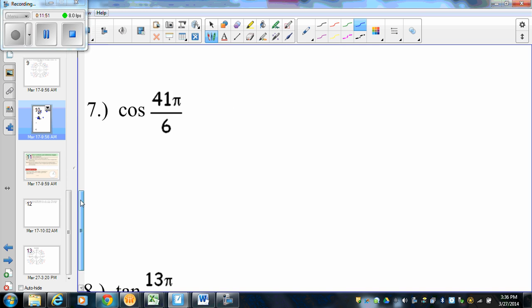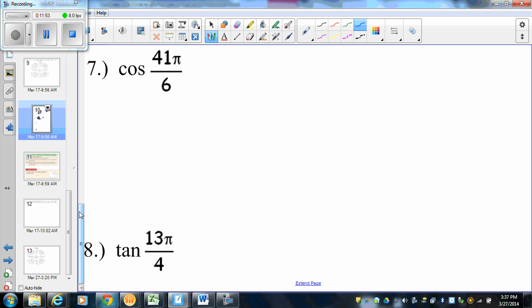All right, I've got some brain teasers here for you. I want you to pause the video and give number 7 and number 8 a try. And I will tell you on both of them, they are more than one rotation around the unit circle. So you're going to have to subtract until you can get them somewhere between 0 and 2 pi.